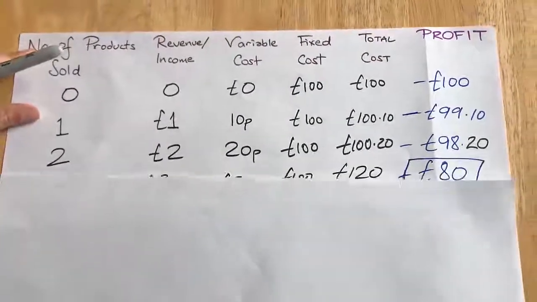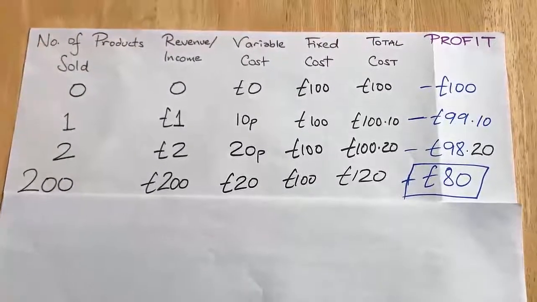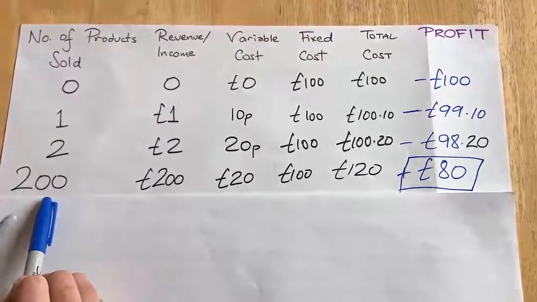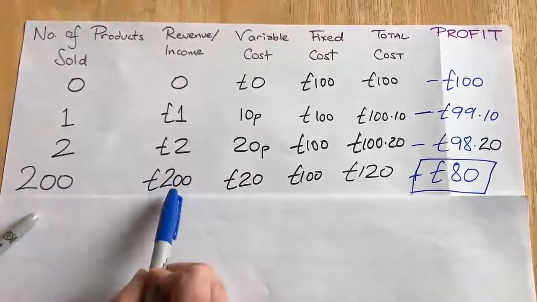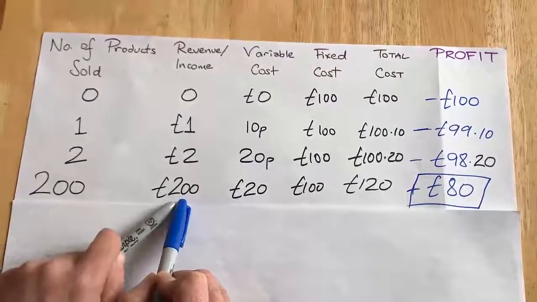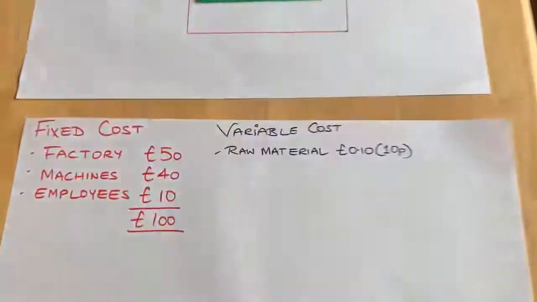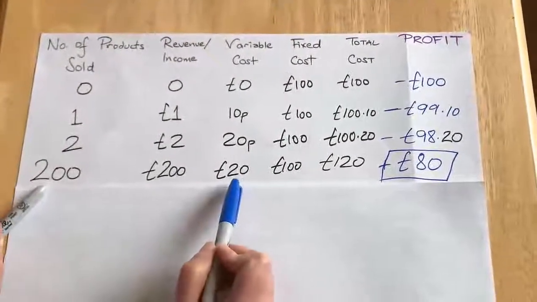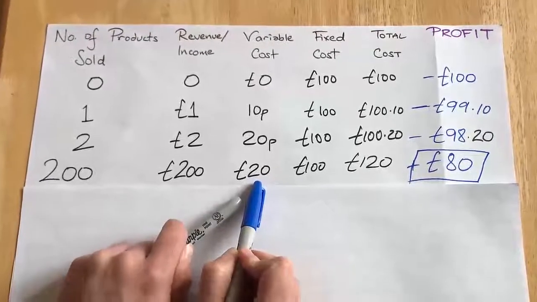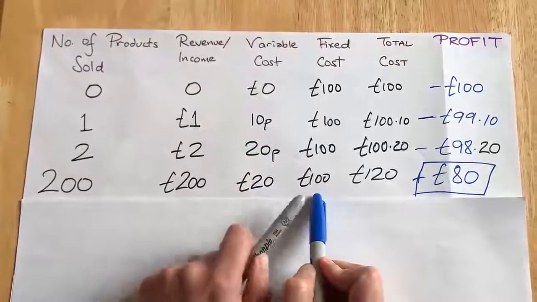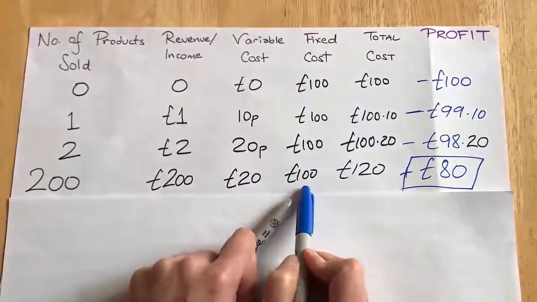Right, let's go to another example. So this time we're making 200 Lego pieces. So 200 products we're making, and each one sells for £1. So the customers pay us £200. Our variable cost was how much? Do you remember? 10 pence up there. So 10 pence times by 200 units we're making. And that means our variable cost, so the raw material from the suppliers, is costing us £20. Fixed cost, as we've said over and over again, remains at £100.